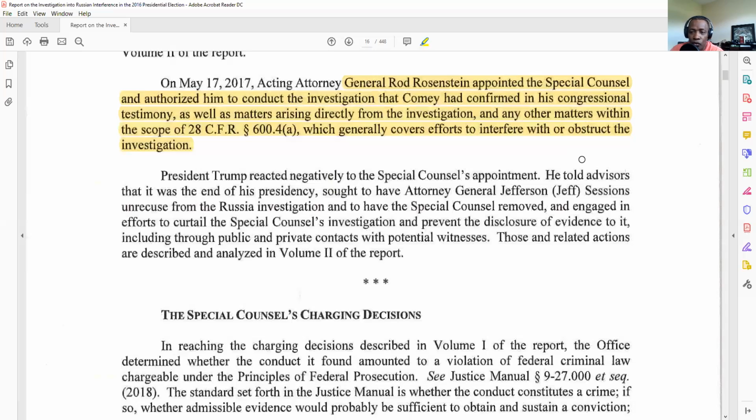Then a special counsel was appointed. And if you notice, it was appointed to see if there were matters within the scope of 28 CFR section 600.4(a), which also includes seeing if there was interference or obstruction. So this is where it becomes a little tricky, okay? Why was the special counsel appointed, and what was he appointed to do? And even after he was appointed, did the report conclusively say if there was interference or if there was obstruction?